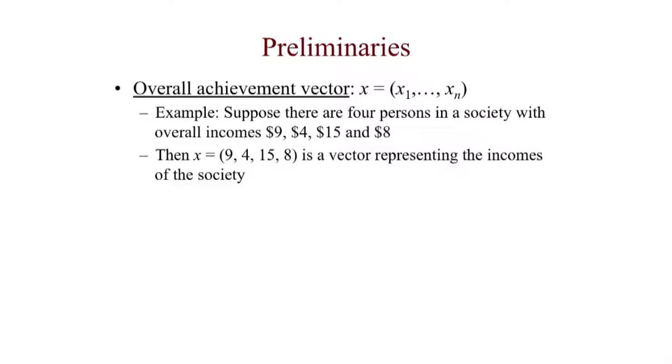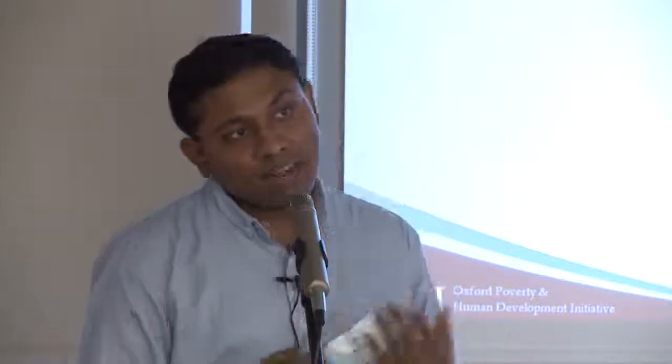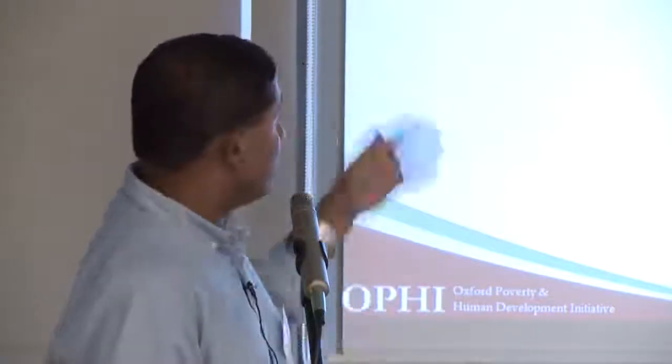Let us take an example. Suppose there are 4 persons in a society with overall incomes of just these 4 numbers. Okay, you can use any other currencies as you want. Then simply x is equal to 9, 4, 15 and 8, the vector representing the incomes of the society. Income can be presented in another way, as we generally see the distribution of income, but this is also an income distribution. So if one asks what is the income distribution of a particular society, well, if you present it in terms of a vector, that becomes the income distribution.